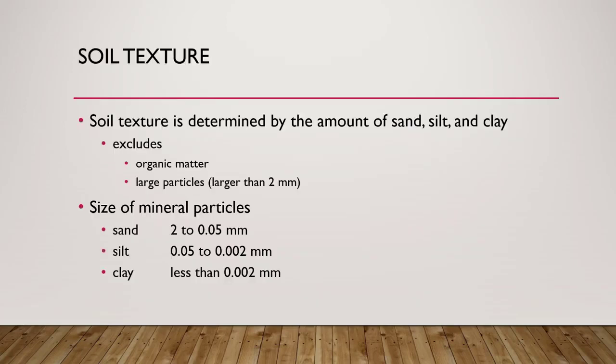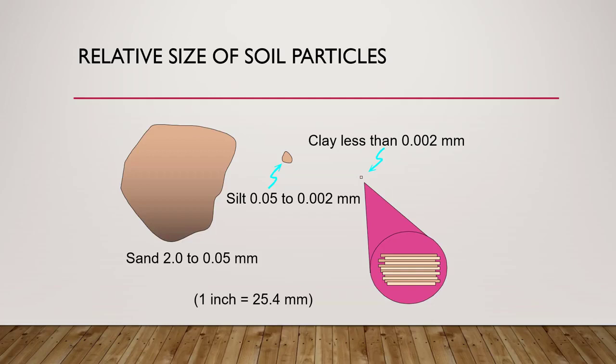Okay, soil texture is determined by the amounts of sand, silt, and clay. This excludes organic matter and some of the larger particles. Sand is the largest mineral particle, followed by silt, and then clay. So here's the relative size of the soil particles. Sand is pretty large compared to silt, and that's pretty large compared to clay, and that's that little square with the arrow pointing at it.